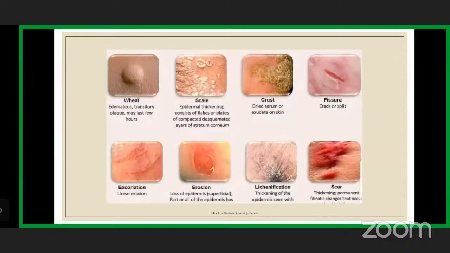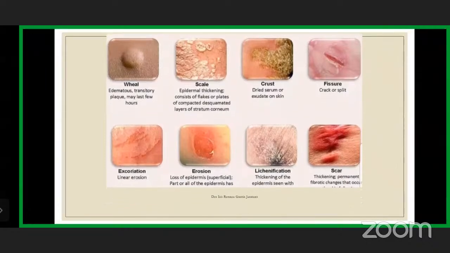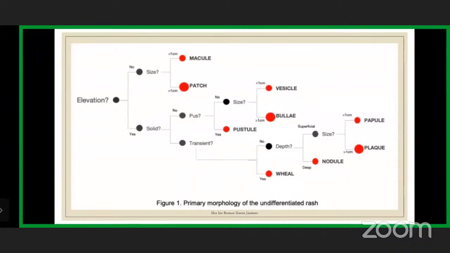Again, the wheal, scale, the crust, the fissure, the excoriation, the linear erosion, the erosion, lichenification, the scars. So you can see more slides, more pictures with this. Well, it's a way of working. This primary morphology of the unidentified rash, we can follow this. It's an idea of how it works, how we can define and get the differences in order to get a possible diagnosis. Just an information slide for taking into account, and it's possible to do it that way.